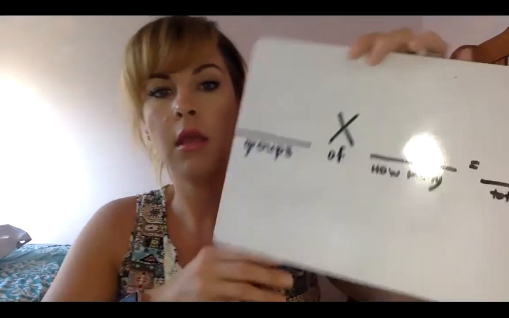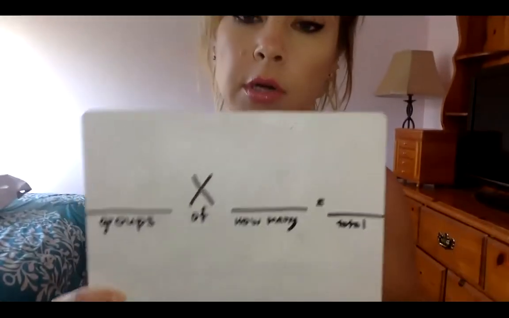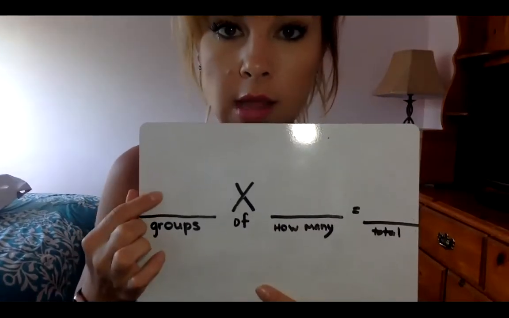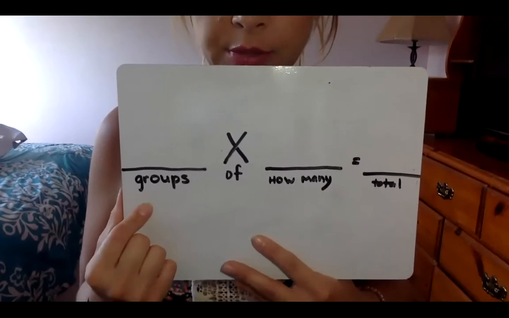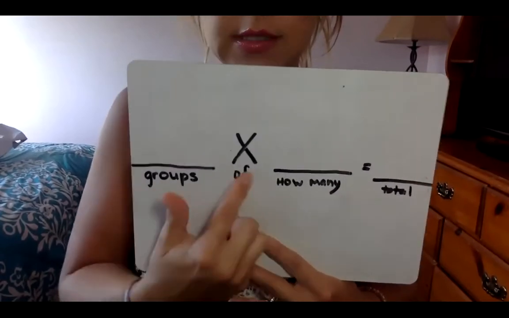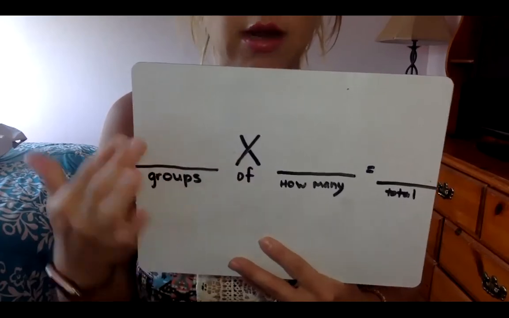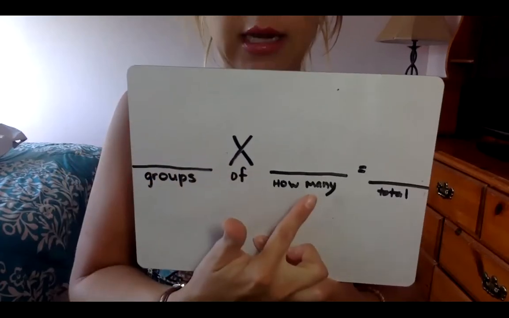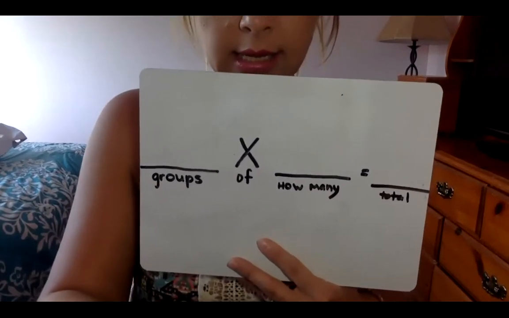Okay, so if you guys have somewhere that you could write this down, I promise you this really does help, okay? So we are going to create a multiplication sentence without the numbers, okay? So this first line where you would be putting the missing number, I have the word groups that represent it. Groups, and then the multiplication sign is read as the word of. Groups of how many equals the total.